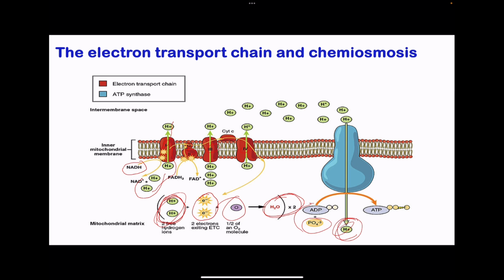If conditions are ideal, each reduced NAD is going to lead to production of 3 ATP molecules, and each reduced FAD is going to lead to the production of 2 ATP molecules. So that is how ATP is produced during aerobic respiration in oxidative phosphorylation. And again, you need to remember ATP can be produced in other processes like the substrate level phosphorylation. That will be for another time.